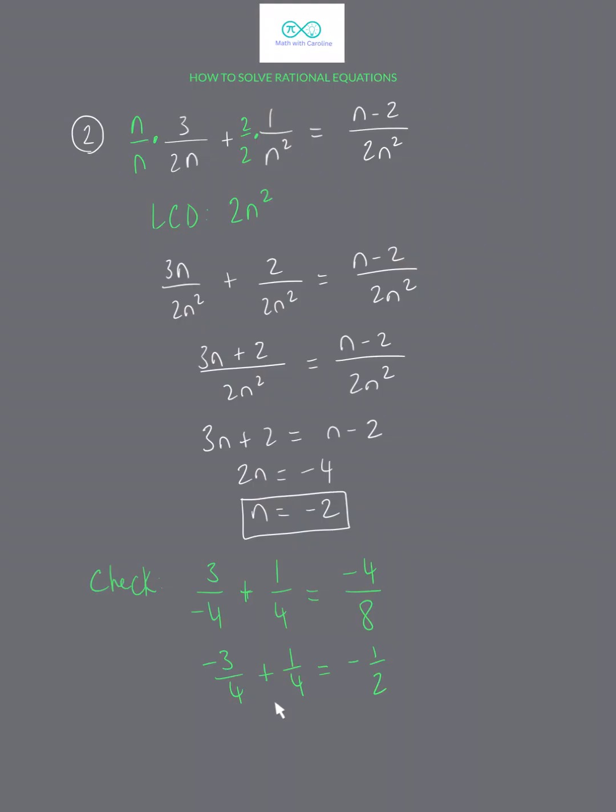But that way we have a common denominator here, so we can add our numerators together. So we would have -2 over 4 is equal to -1/2, and that is true.